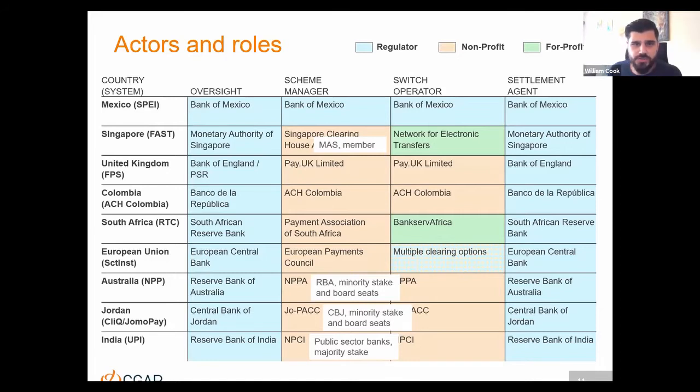In Australia and Jordan, the central bank has a minority shareholding in the scheme entity and board seats. And then in India, of course, it's a bit of an indirect public sector ownership, in that public government-owned banks hold a majority of the shareholding in NPCI.